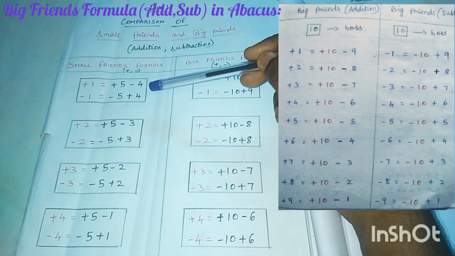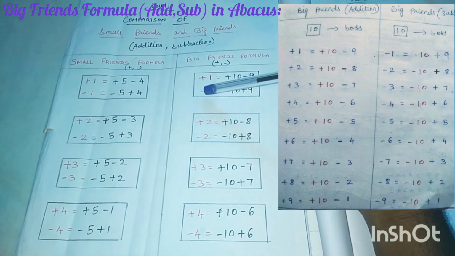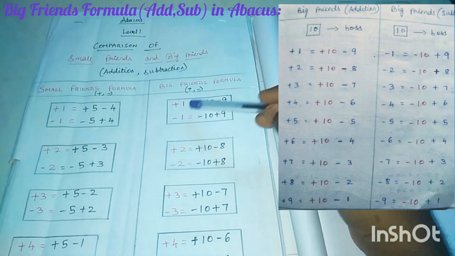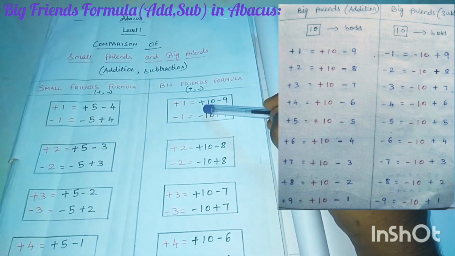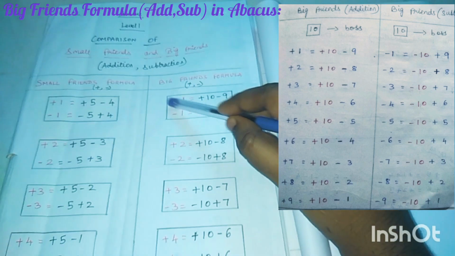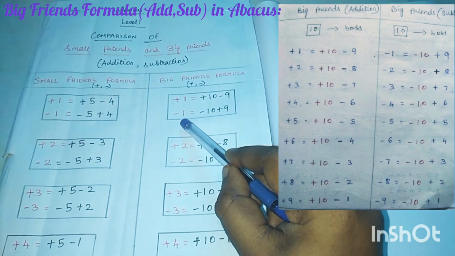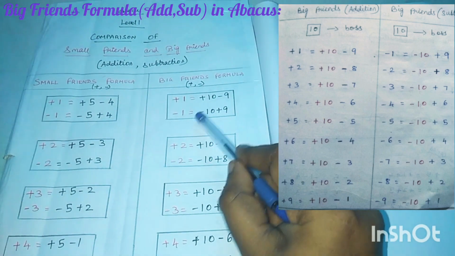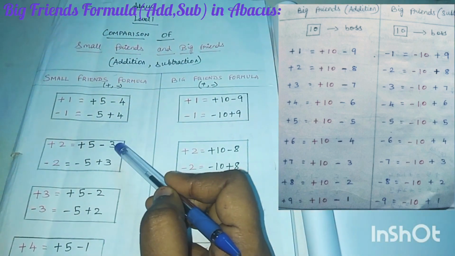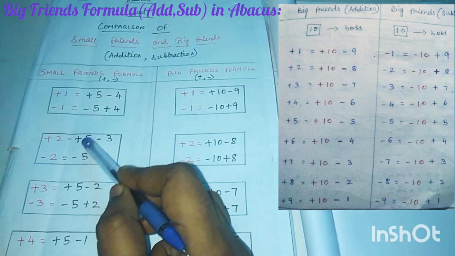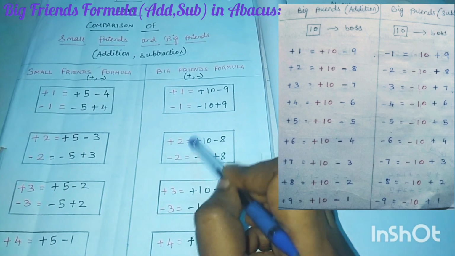One's small friend is 4 since 1 plus 4 equals 5. One's big friend is 9 since 1 plus 9 equals 10. If the number is in plus, the friend of 1 should be in minus and the boss will be in plus in the addition part. This is the addition formula for big friends. If the number is in minus, the friend of 1 should be in plus and the boss will be in minus in the subtraction part. Next, 2's small friend is 3 since 2 plus 3 equals 5, while 2's big friend is 8 since 2 plus 8 equals 10.